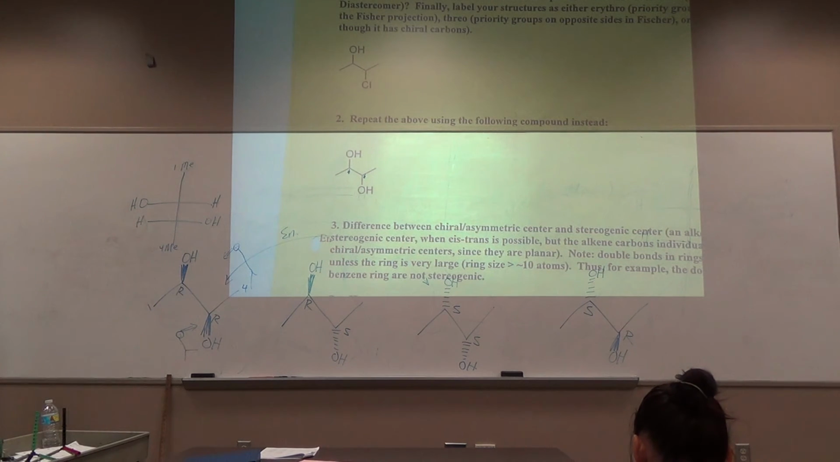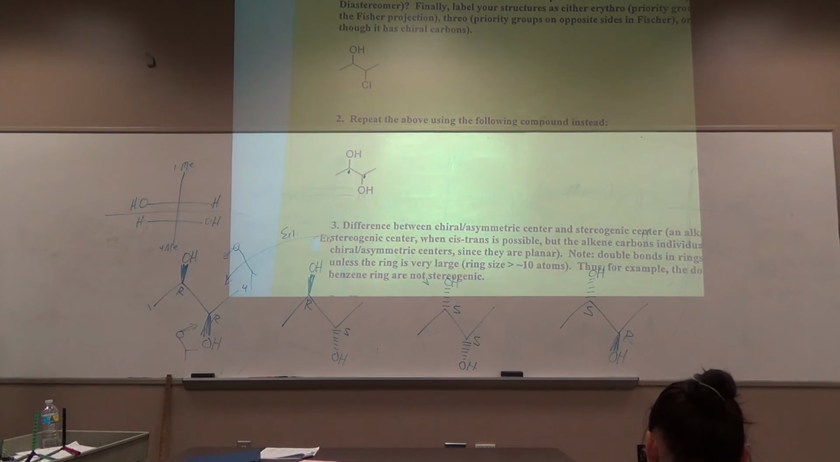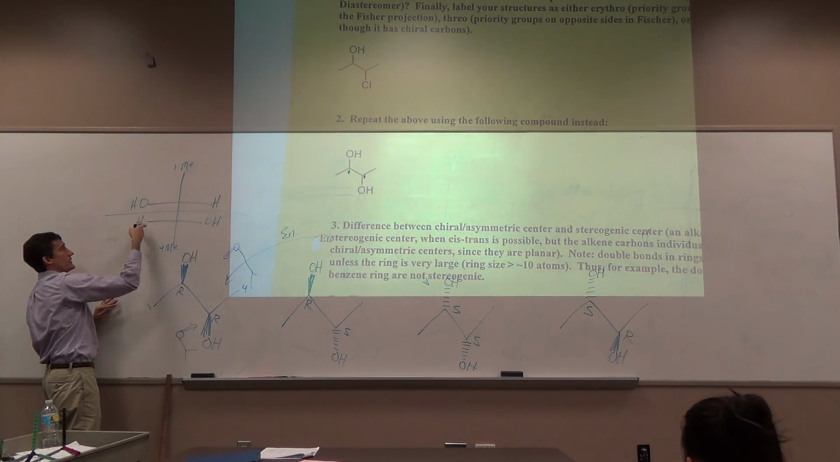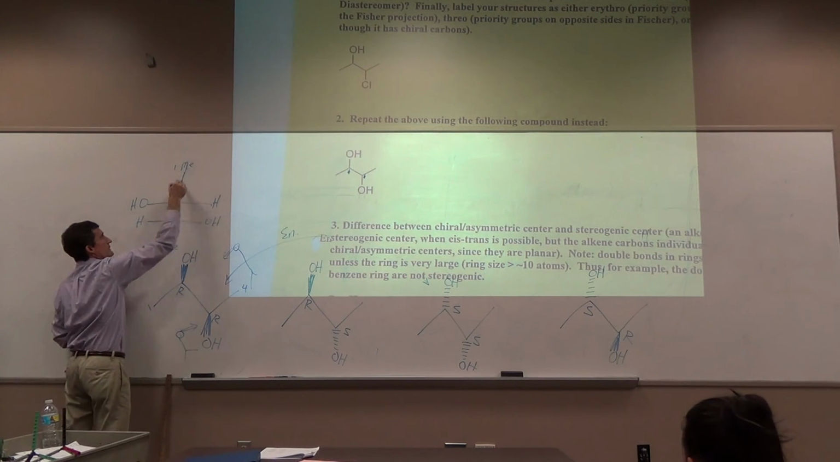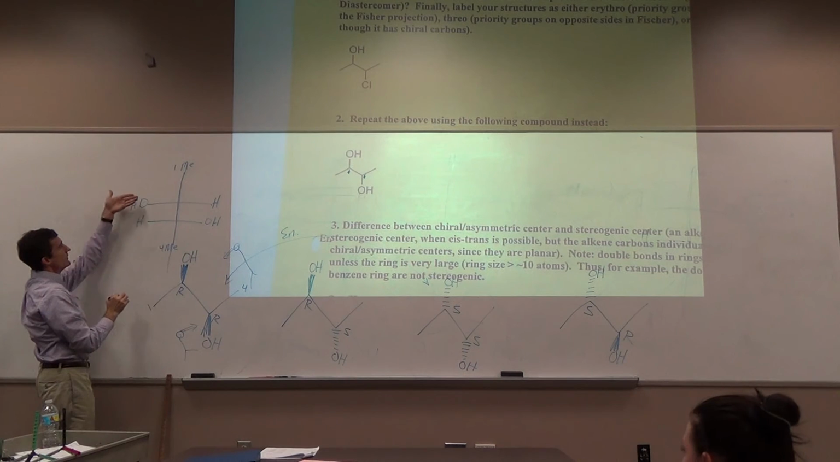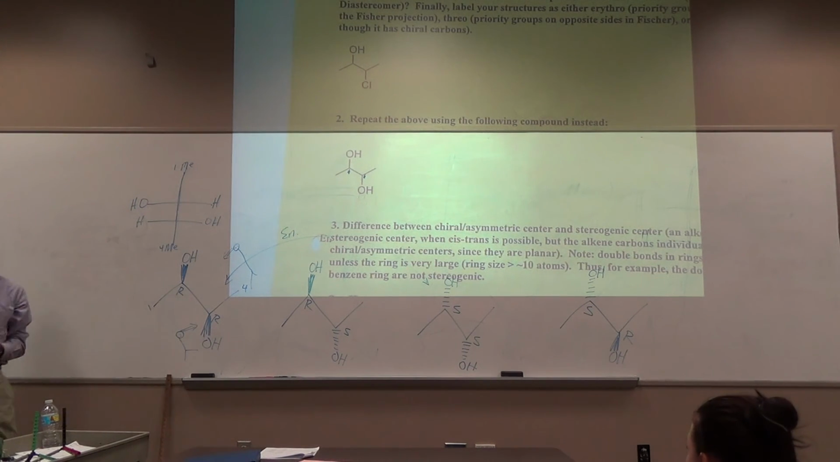Do you see a plane of symmetry? No. Can I draw right through there? Remember, in the Fischer, you either have a horizontal possible or a vertical possible. Is that a mirror plane? No. OH is not mirroring OH. That's not a mirror plane. Is that a mirror plane? No. OH is not mirroring OH. There's no mirror plane.